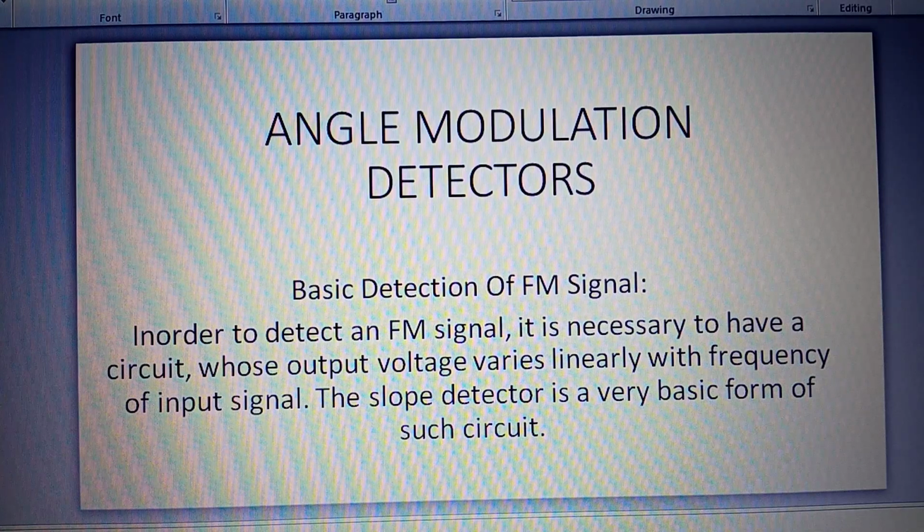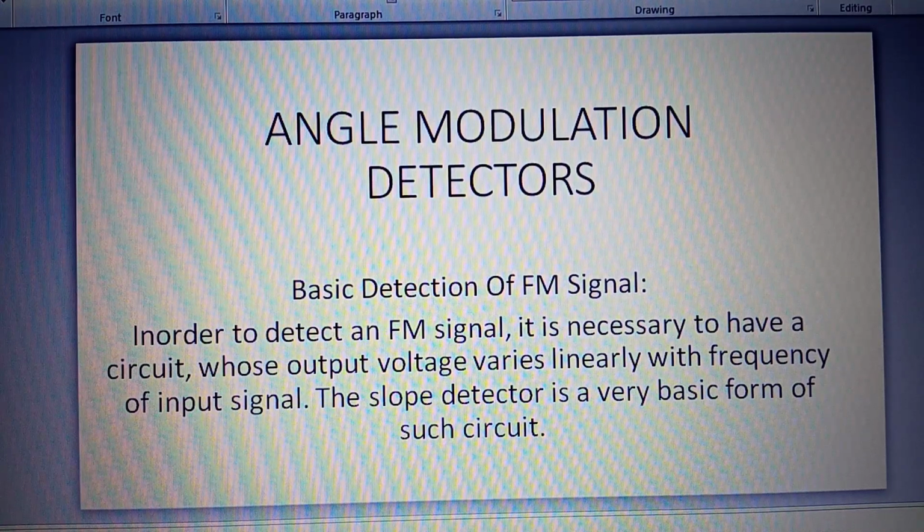Hi friends, today we are discussing angle modulation detectors. Basic detection of FM signal.